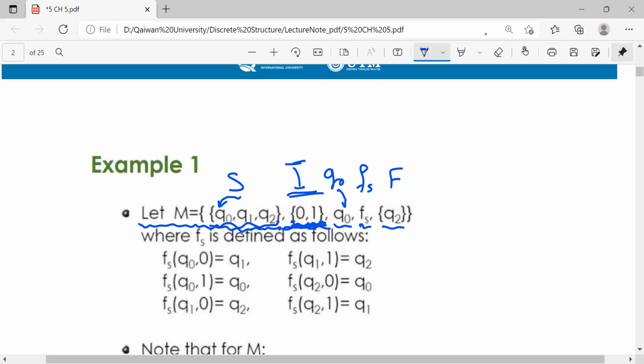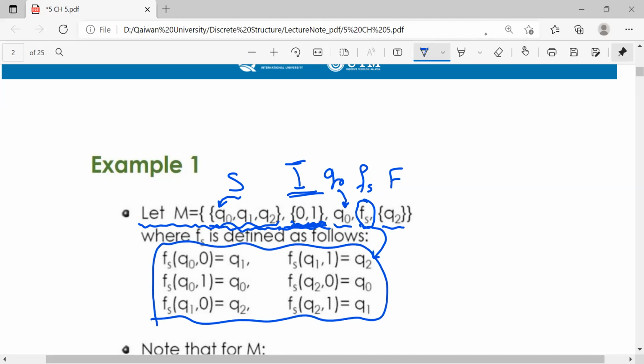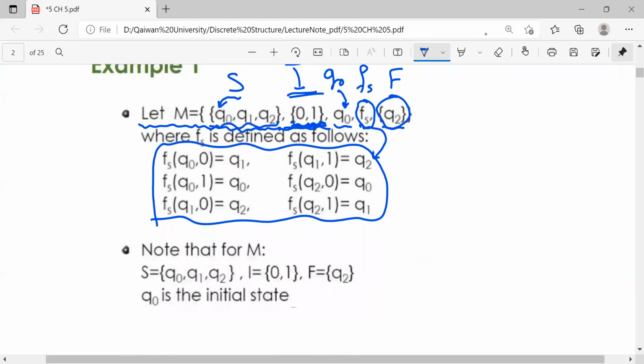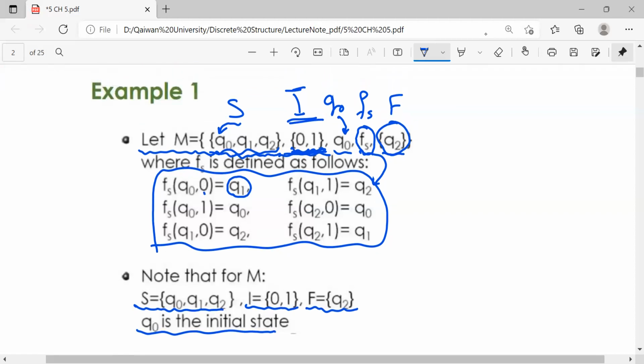Q0 is the initial state. It means it's the starting state. We always start from Q0. And F_s is a function, so it must be given. The function is defined by this. And Q2 is the final state. Here S is Q0, Q1, Q2. I is 0, 1. F is Q2. And Q0 is the initial state. Here F_s is given by this. That means F_s of Q0 on 0, where 0 and 1 are inputs, equals Q1. And the others are the same.